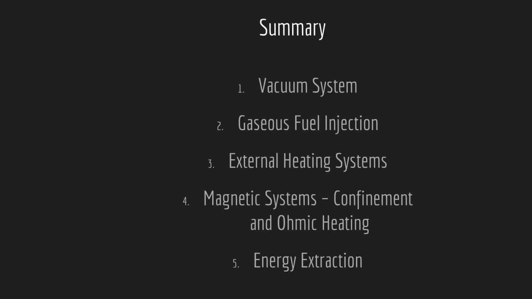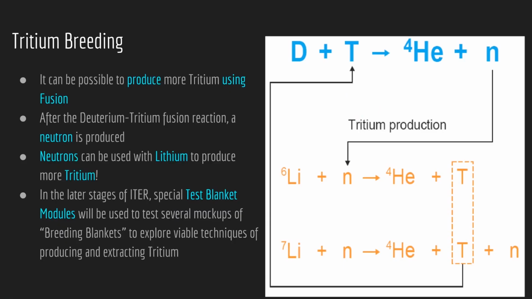We promised you earlier a way to get more fuel. Tritium breeding. Tritium breeding can be used to produce more tritium using fusion. After the deuterium-tritium fusion reaction, a neutron is produced. We know that neutrons can be used with lithium to produce more tritium. In the later stages of ITER, special test blanket modules will be used to test several mock-ups of so-called breeding blankets to explore viable techniques of producing and extracting tritium using lithium.